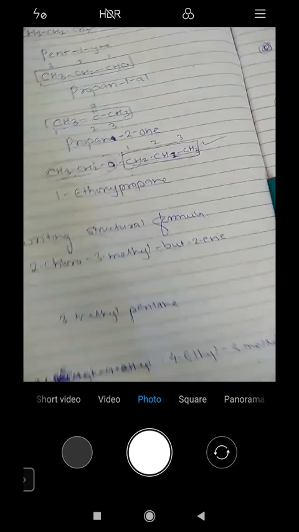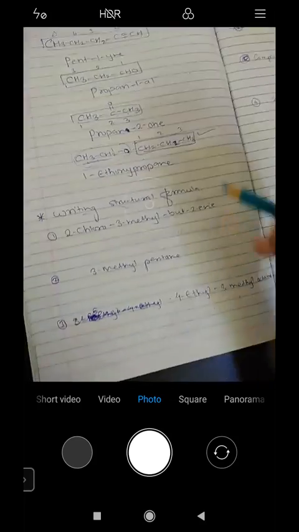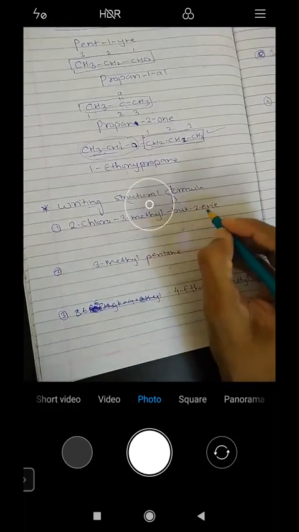Now the next topic is what? Writing the structural formula from the IUPAC name. From IUPAC naming means what? In this case, we will get the IUPAC name in the exam, and we have to write the structural formula. It is simpler than IUPAC naming. So बहुत easy है बेटा. यहाँ पर क्या करना होता है?